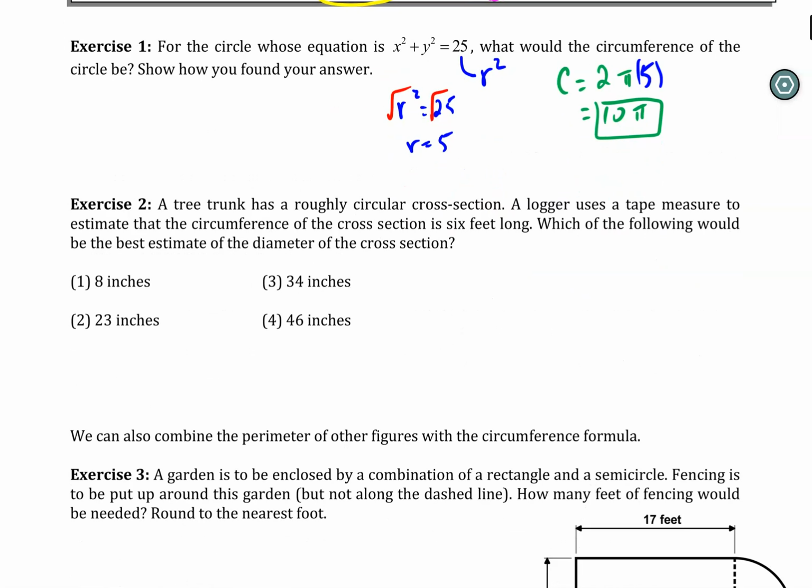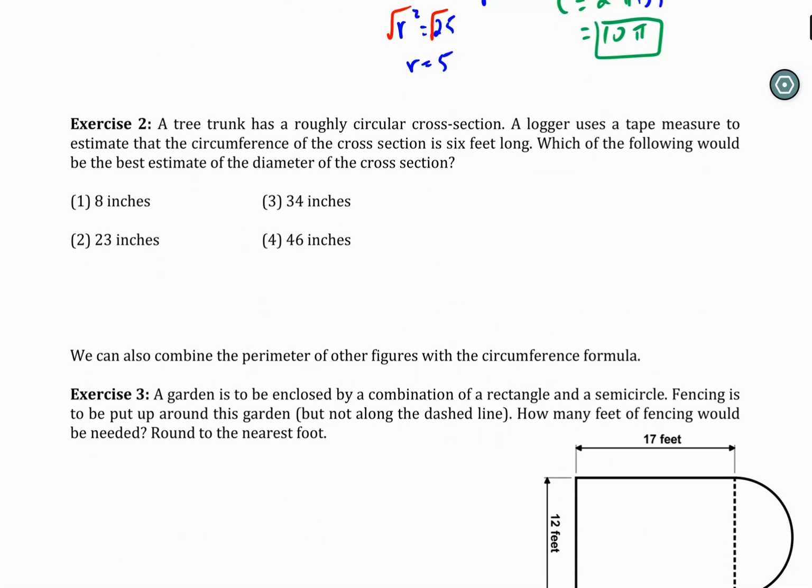All right, example number 2. We've got a tree trunk that is roughly a circular cross section. A cross section is just, if I took the tree trunk and chopped it in half and split it open, what would the inside shape be? In this case, it would also be a circle. So a logger used a tape measure to estimate the circumference. The circumference is 6 feet. So they took a tape measure and went around the tree.